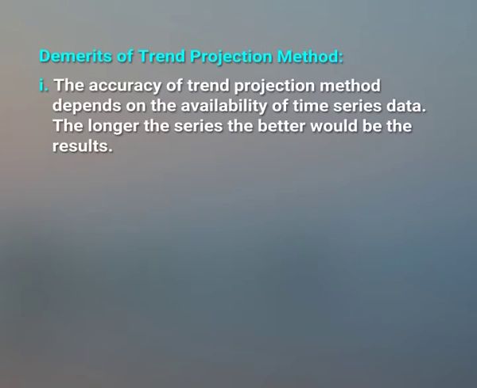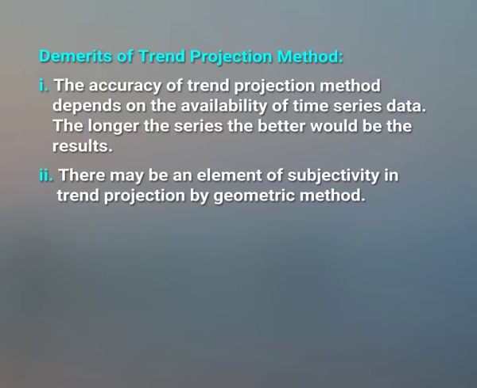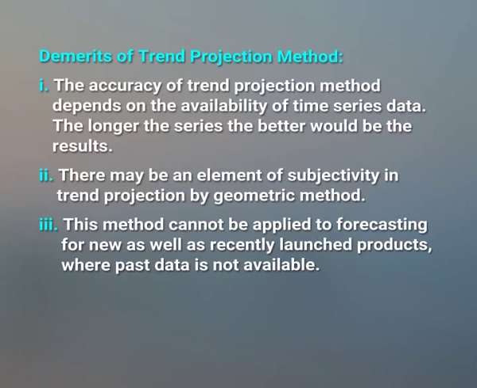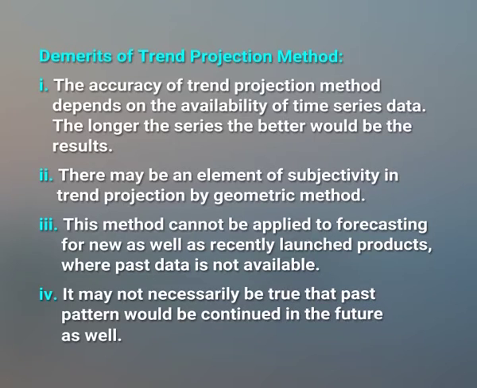The first one is the accuracy of trend projection method depends on the availability of time series data. The longer the series, the better would be the results. There may be an element of subjectivity in trend projection by geometric method. This method cannot be applied to forecasting for new as well as recently launched products where past data is not available. It may not necessarily be true that past pattern would be continued in the future as well.